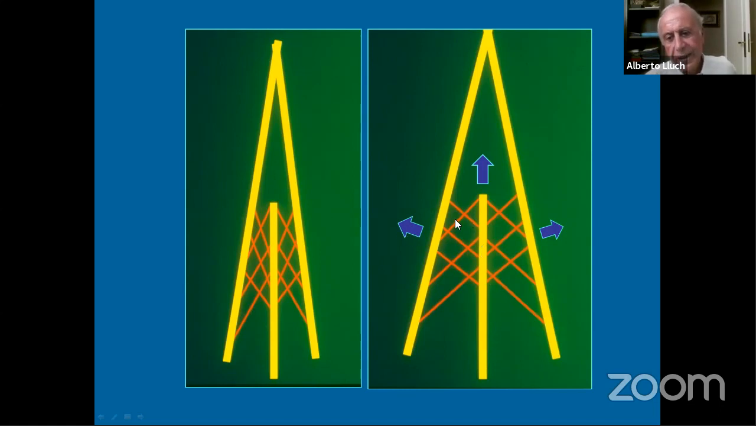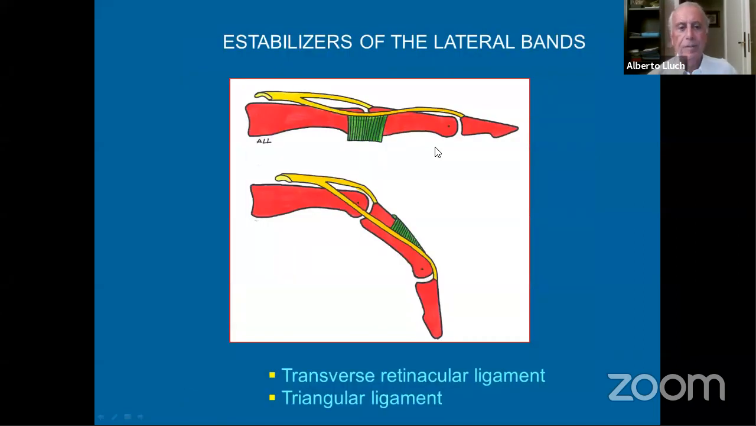In flexion, this collagen tissue is arranged in such a way that should allow the lateral bands to move distally to allow flexion of the DIP joint, and laterally, precisely for this. And these are, as we saw before, the stabilizers of the lateral bands. So it's very important to know that the lateral bands are only extensors of the joint when the joint is in extension. But when the joint is flexed, the lateral bands flex the PIP joint.